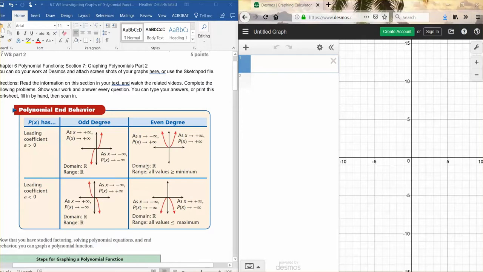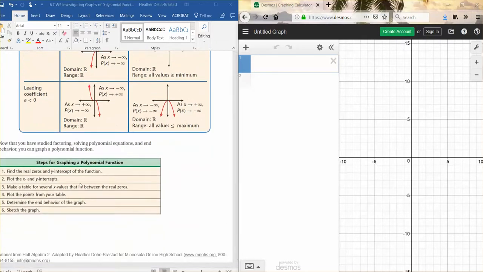We've already talked about this, but as x goes to positive infinity, the function will do something, and as x goes to negative infinity, it'll do something. This depends on if it has an odd degree or an even degree, and then if the leading coefficient is positive or negative. So we'll look back at this as we need to. And then these are the steps if you had to graph a polynomial function by hand.